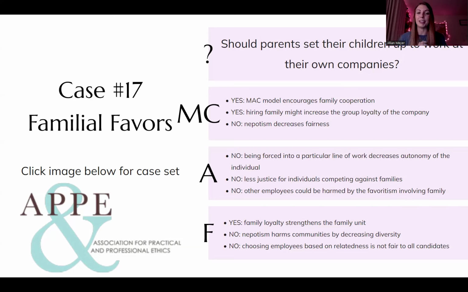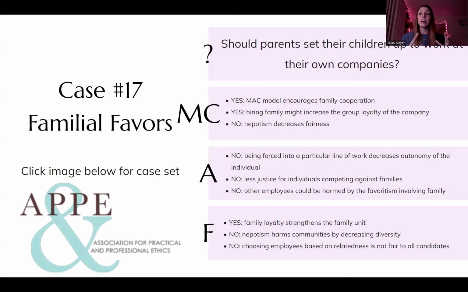The next one, what I did was I focused on autonomy. So the last one I showed you how you could apply the idea of social community when it comes to arguing about morality. But maybe here you take a more autonomous take, because there was a lot of stuff in that case about the autonomy of the children. So maybe you just want to argue, no, the parents shouldn't be involved because of the autonomy issue. So you could say being forced into a particular line of work decreases the autonomy of the individual, which we saw in the case. There's less justice for individuals that are competing against families.